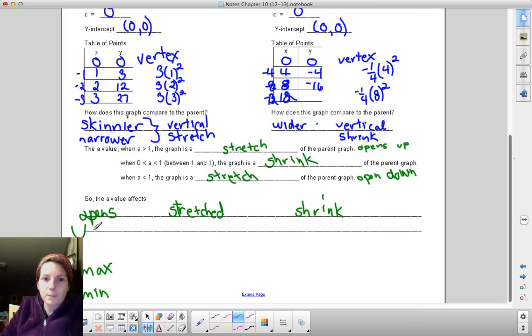We call this opening up and opening down. A parabola that opens up has a minimum. A parabola that opens down has a maximum. A graph is said to be stretched in comparison when it gets skinnier or narrower. And it's said to be shrunk when it looks wider.